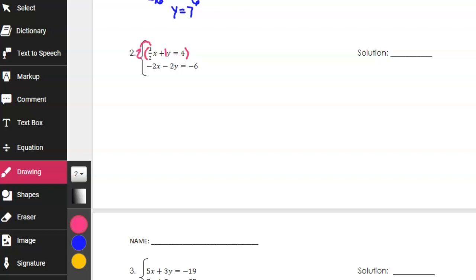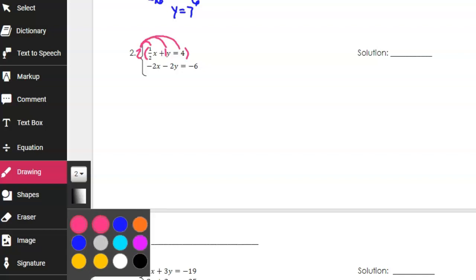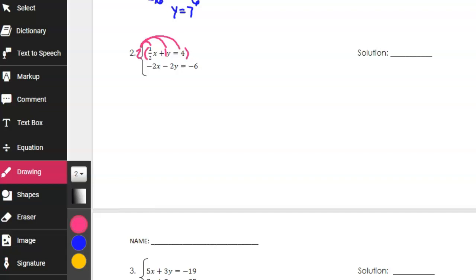So I'm going to distribute this 2 to each term in my equation. So 2 times half of x is 1x. 2 times 1y is 2y. And 2 times 4 is 8. Next step is to combine, to add down. So I have -2x's plus 1x, that's -1x. -2y plus 2y, that's 0, they get eliminated. And -6 plus 8 is 2.